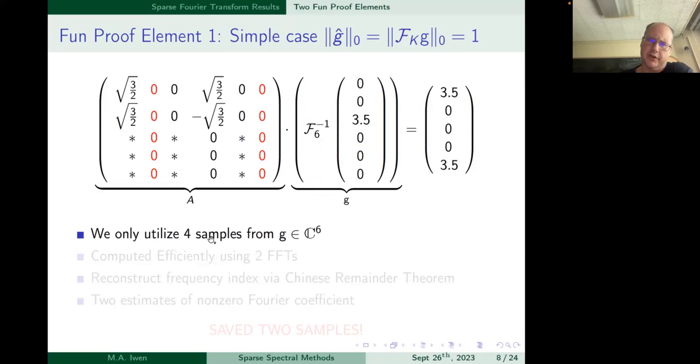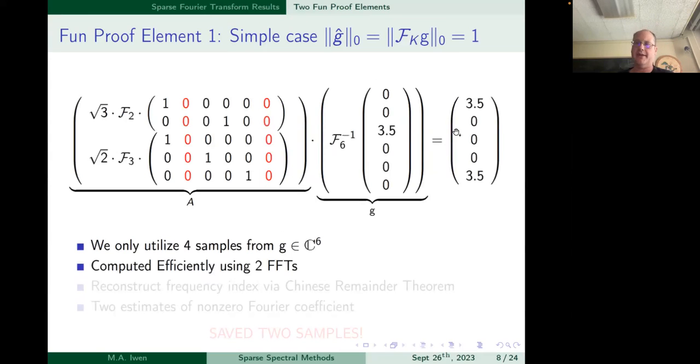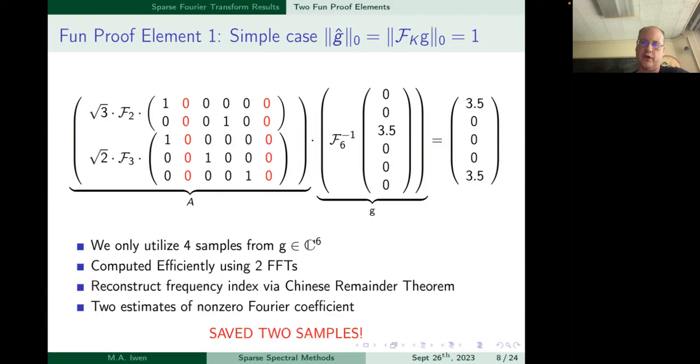So I really only need to look at 4 of the entries of G in order to compute the exact same right-hand side that I had before. And I can further factorize that matrix and see that really all I'm doing here is computing 2 smaller Fourier transforms of subsampled entries of G, right? So I can do this in parallel with 2 FFTs quite quickly and still get the same measurements that I had before. And so I can reconstruct where the non-zero frequency was the same way that I did before.